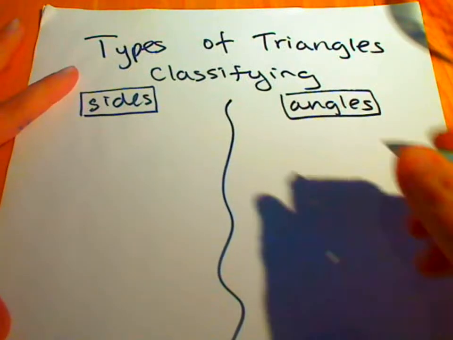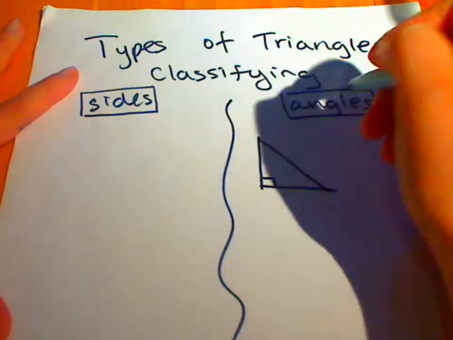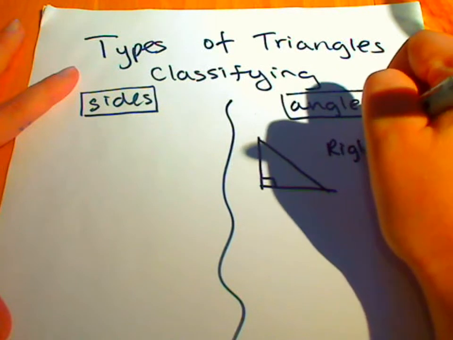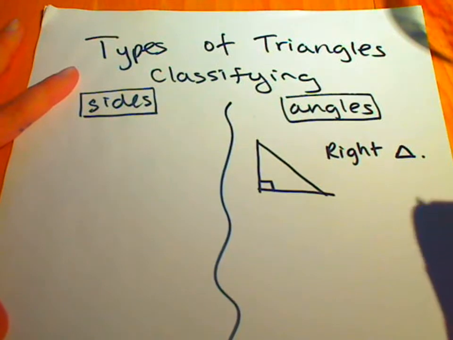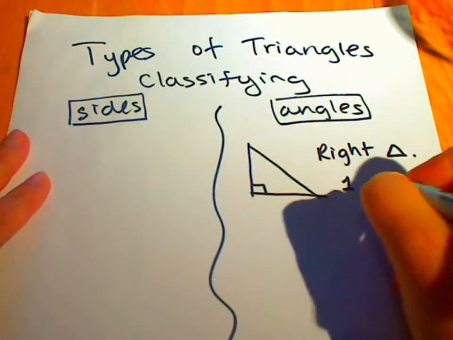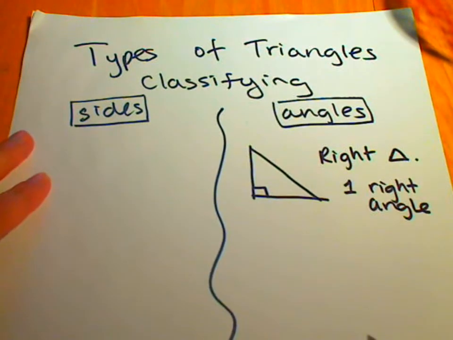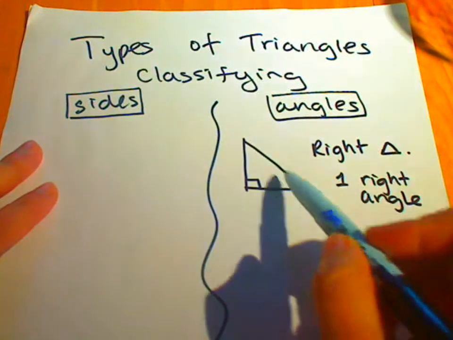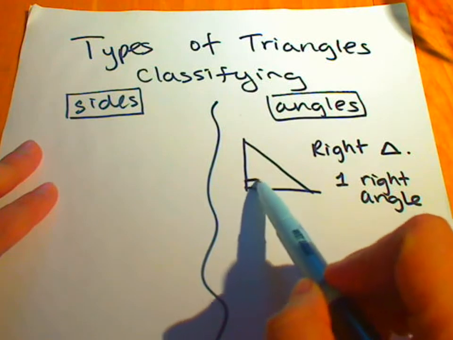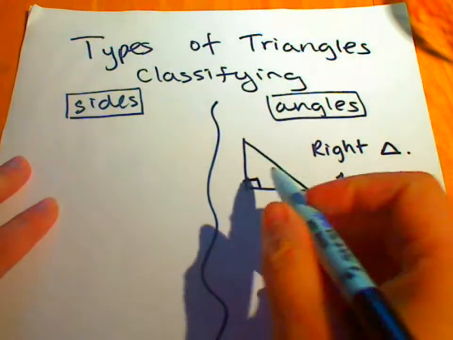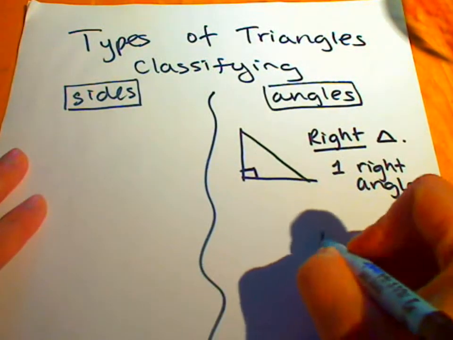Okay, so if you see a triangle and it has the box on the corner, this is a right triangle. So I'll use a little abbreviation for triangle instead of writing it out. So there's one right angle. You may not know anything about the other two angles except that they do need to add up to 180. But for sure there's an angle with the box indicating the right angle. That's one type. Another type is an acute triangle.